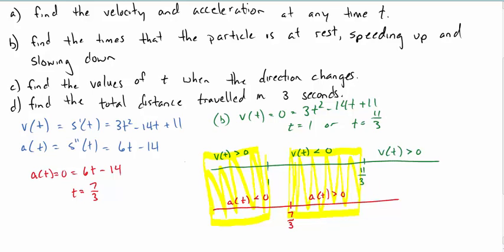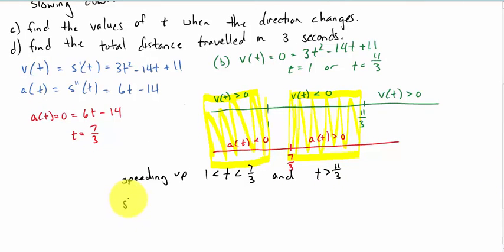So putting this into interval notation, we are speeding up for the intervals where t is between 1 and 7/3 and t is bigger than 11/3, and we are slowing down when t is less than 1, greater than 0, of course. Remember, there's technically time equals 0 over here where we're starting, and t is between 7/3 and 11/3.